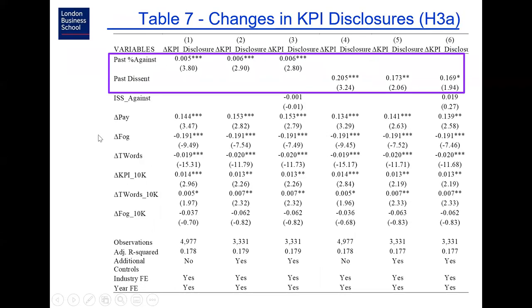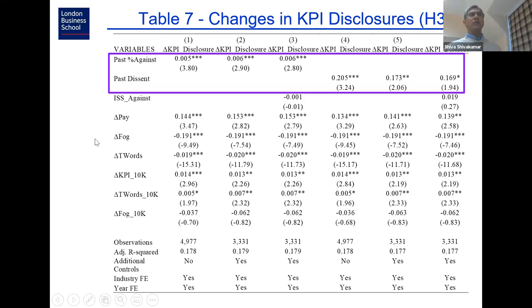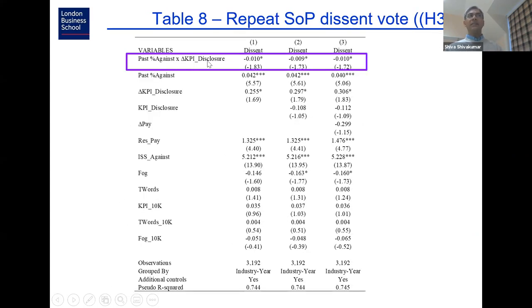So the last set of analysis, I'm running out of time, looks at firms that have failed the SOP voting. And what we find is if a company had failed its SOP voting in the past, so it had a past dissent, which was one, or even if you take the continuous percentage against received in the past, those firms are more likely to increase KPI disclosures in the subsequent SOP voting. And these increased KPI disclosures, the change in KPI disclosure from the past SOP to the current SOP, are actually helpful in mitigating a subsequent dissent vote for these firms.